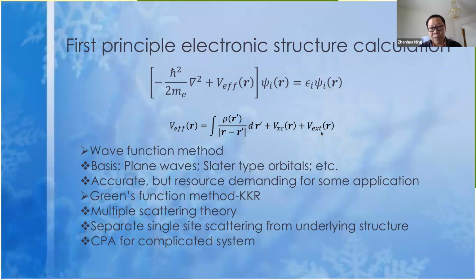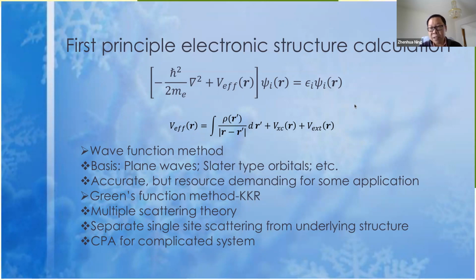The external potential is known. The exchange correlation potential can be computed by some functional. So what is left is the Coulomb potential. To solve this equation, people can pick some basis and expand the eigenfunction in terms of the basis. Then people can solve this equation self-consistently.